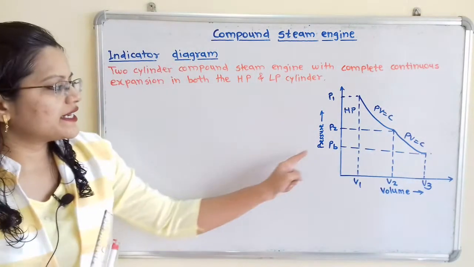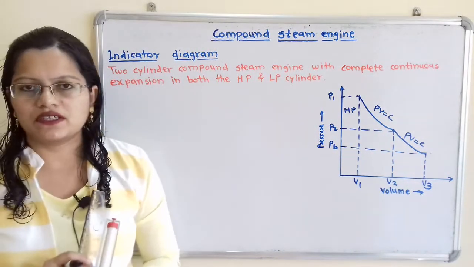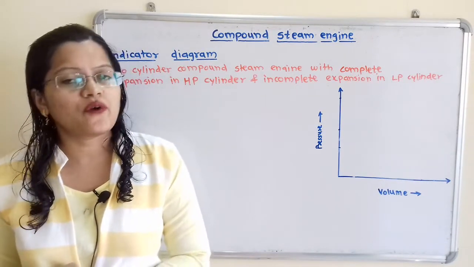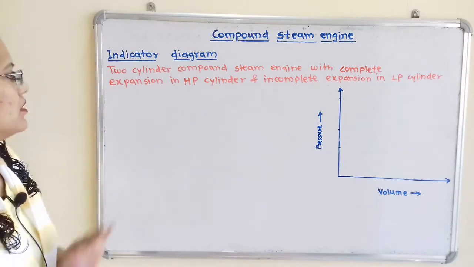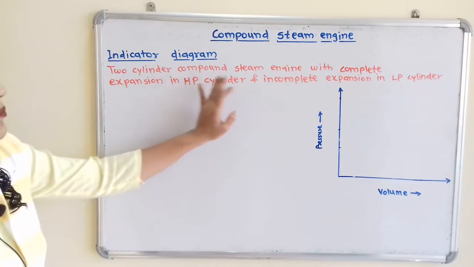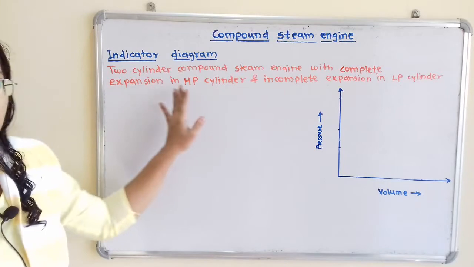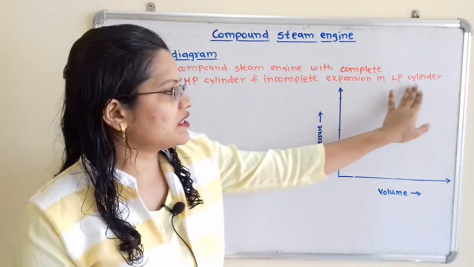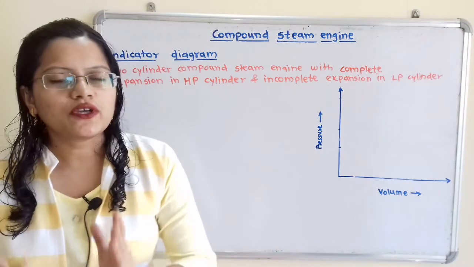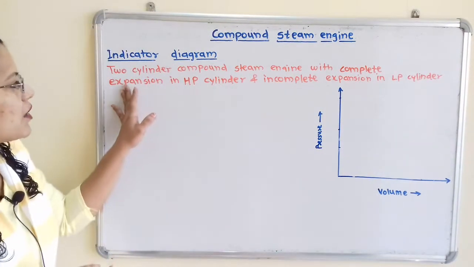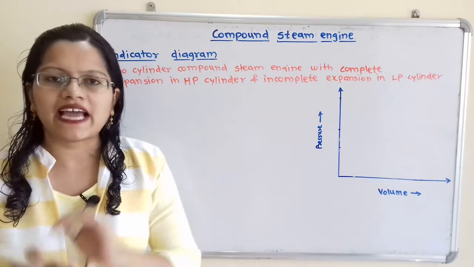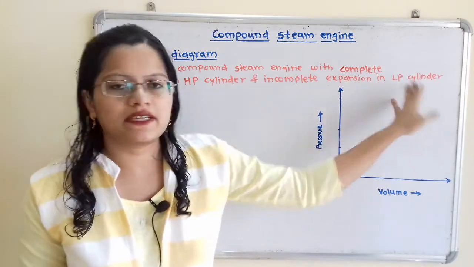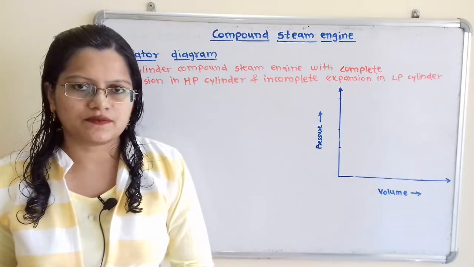So this is the indicator diagram for given condition. Now we will draw indicator diagram for the second condition. Two cylinder, that is the compound steam engine with complete expansion in HP cylinder and incomplete expansion in LP cylinder. So here condition is given that complete expansion is taking place at high pressure cylinder and incomplete expansion is taking place in low pressure cylinder.